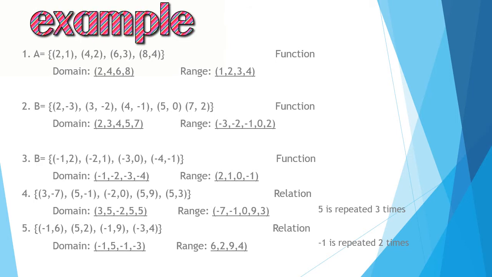The same goes for examples 2 and 3. They are considered functions because their domains are not repeated. For examples 4 and 5, the domains are repeated. In example 4, the number 5 is repeated thrice. For example 5, -1 is repeated twice.